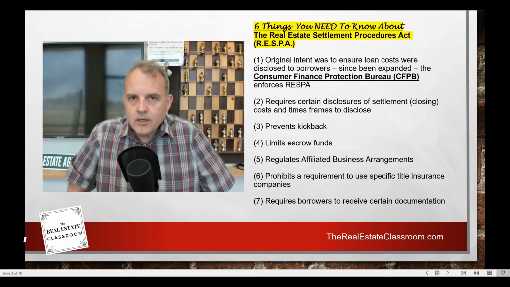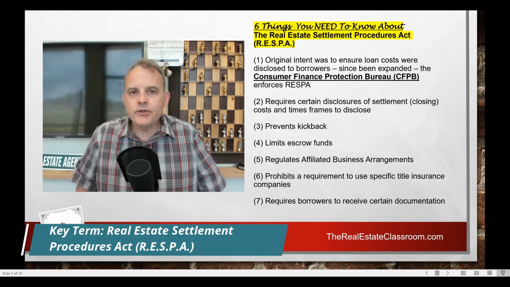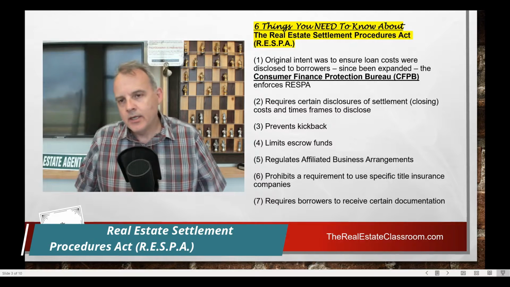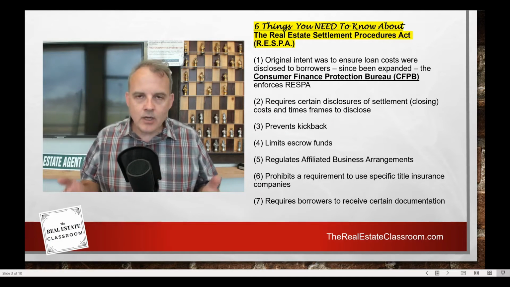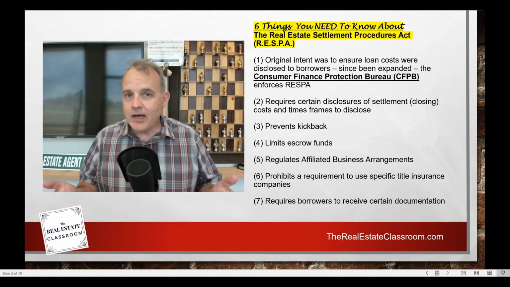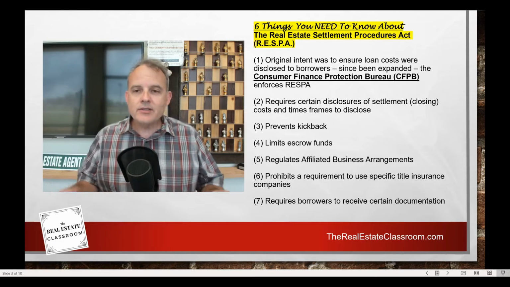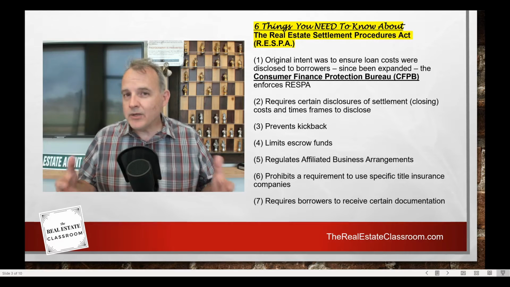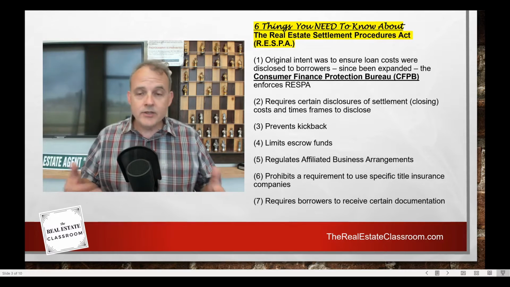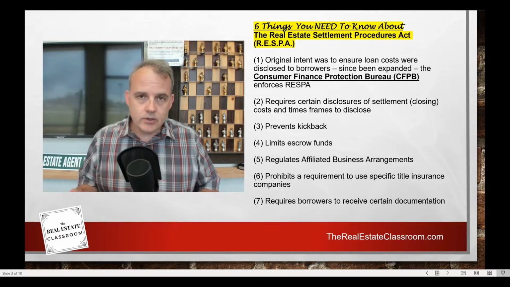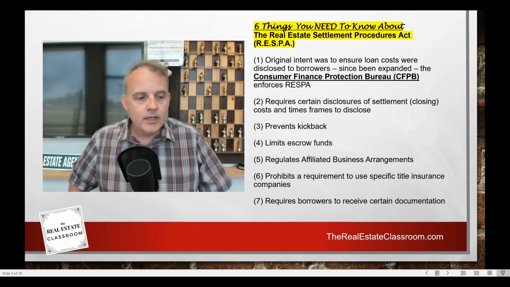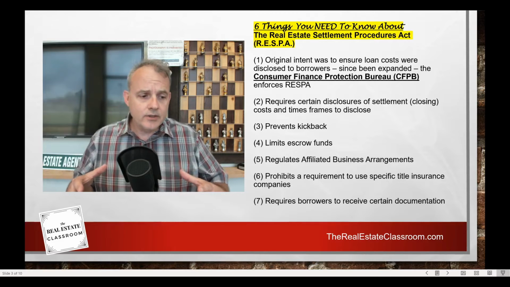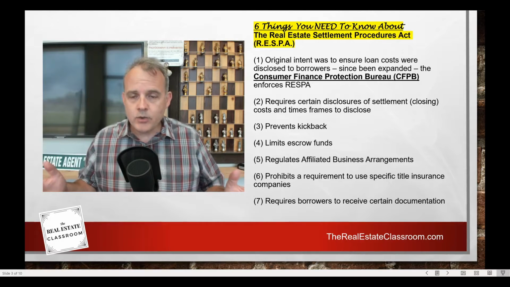A federal law called the Real Estate Settlement Procedures Act, commonly known in the industry as RESPA. The original intent when this law was passed back in 1975 was to protect the consumer, so the consumer who was out getting a loan would have a disclosure of the cost associated with borrowing that money. Certainly since 1975, this particular law has broadened quite a bit.